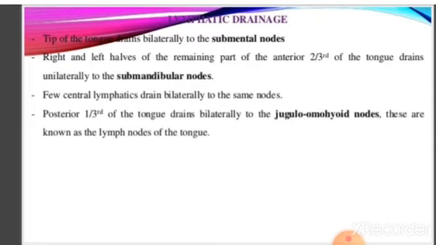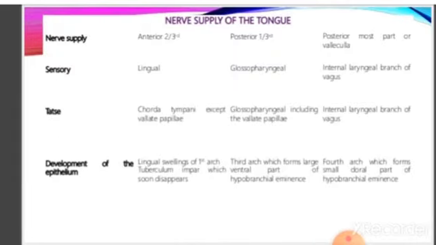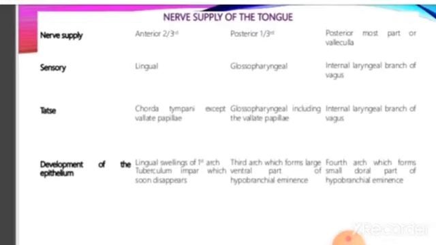Okay, now nerve supply of the tongue. This is important. So for the anterior 2/3, the sensory supply is by the lingual nerve, and the taste is by the chorda tympani except the vallate papillae. The anterior 2/3 sensory supply is through the lingual nerve. Taste is by chorda tympani except vallate papillae.